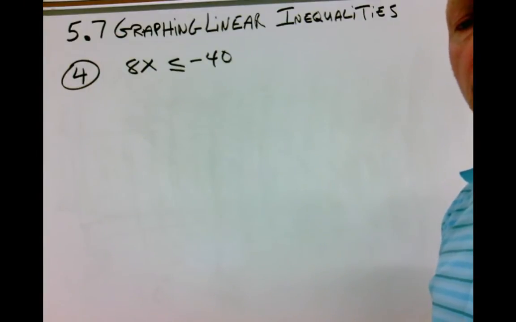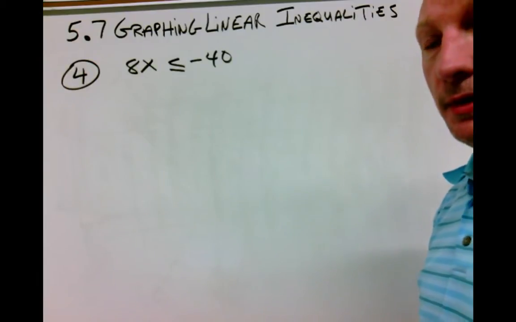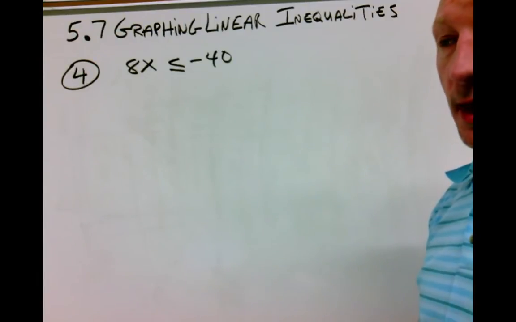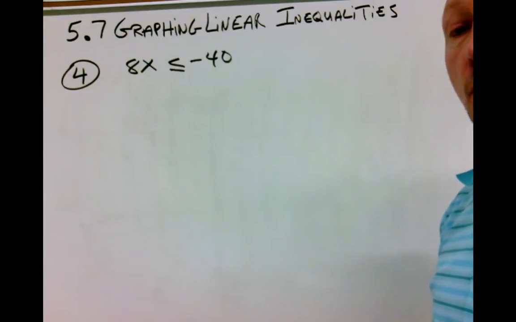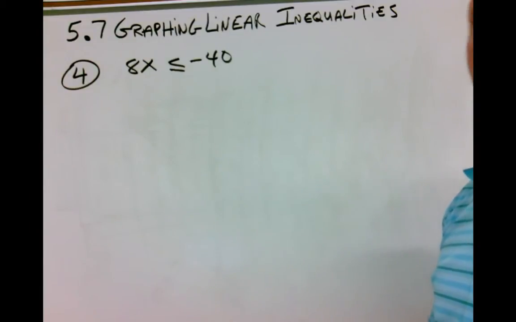This is a special one. If I have just an x or just a y, you just solve for that variable like you would any variable, and then it's going to be either a horizontal or a vertical solid or dotted line with some shading.